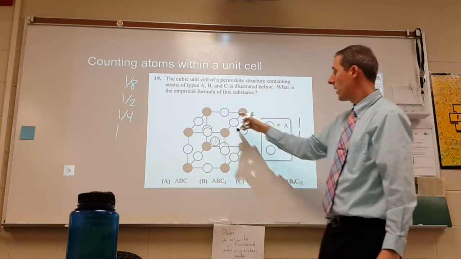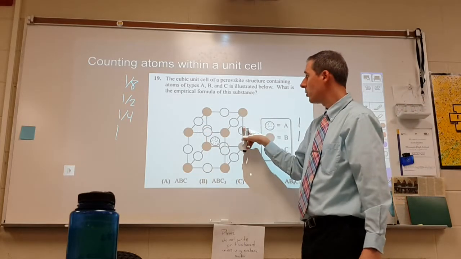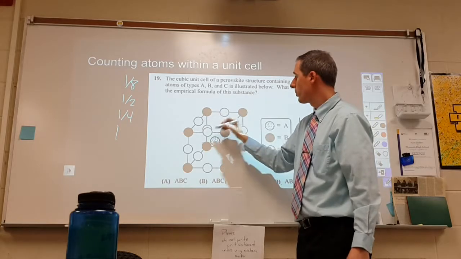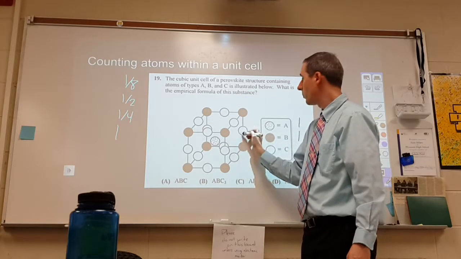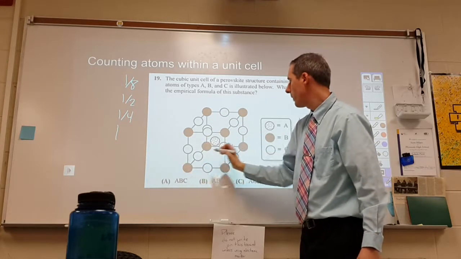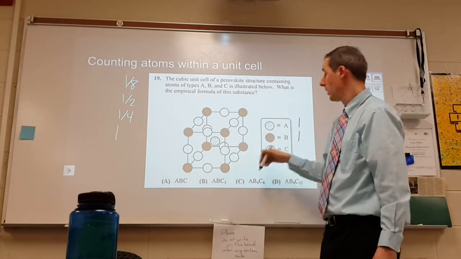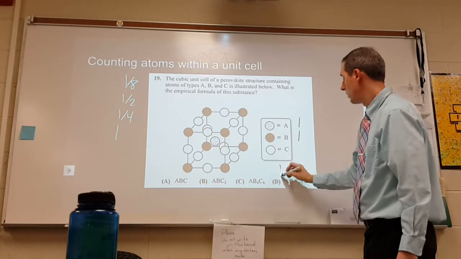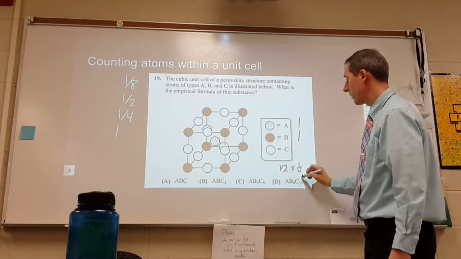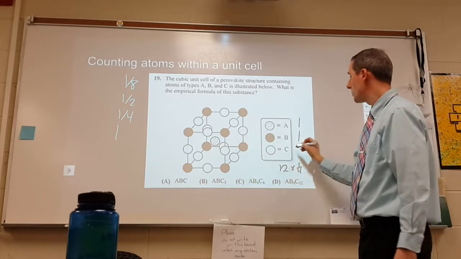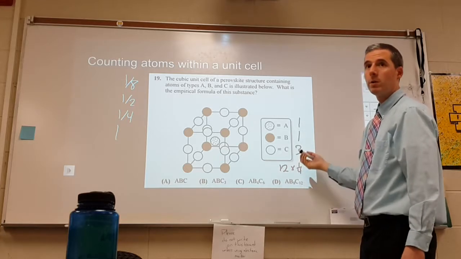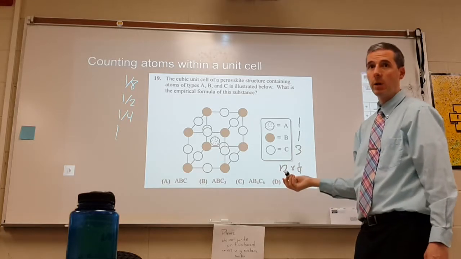And then for C, I have 1 on each side of the cube. So I've got 1, 2, 3, 4 along the top part. I've got 1, 2, 3, 4 in the middle section. And I've got 1, 2, 3, 4 at the bottom. So I've got 12 times a fourth, because each one of these is shared by 4 cubes. So I have 3 of those. So the formula for this is ABC3.